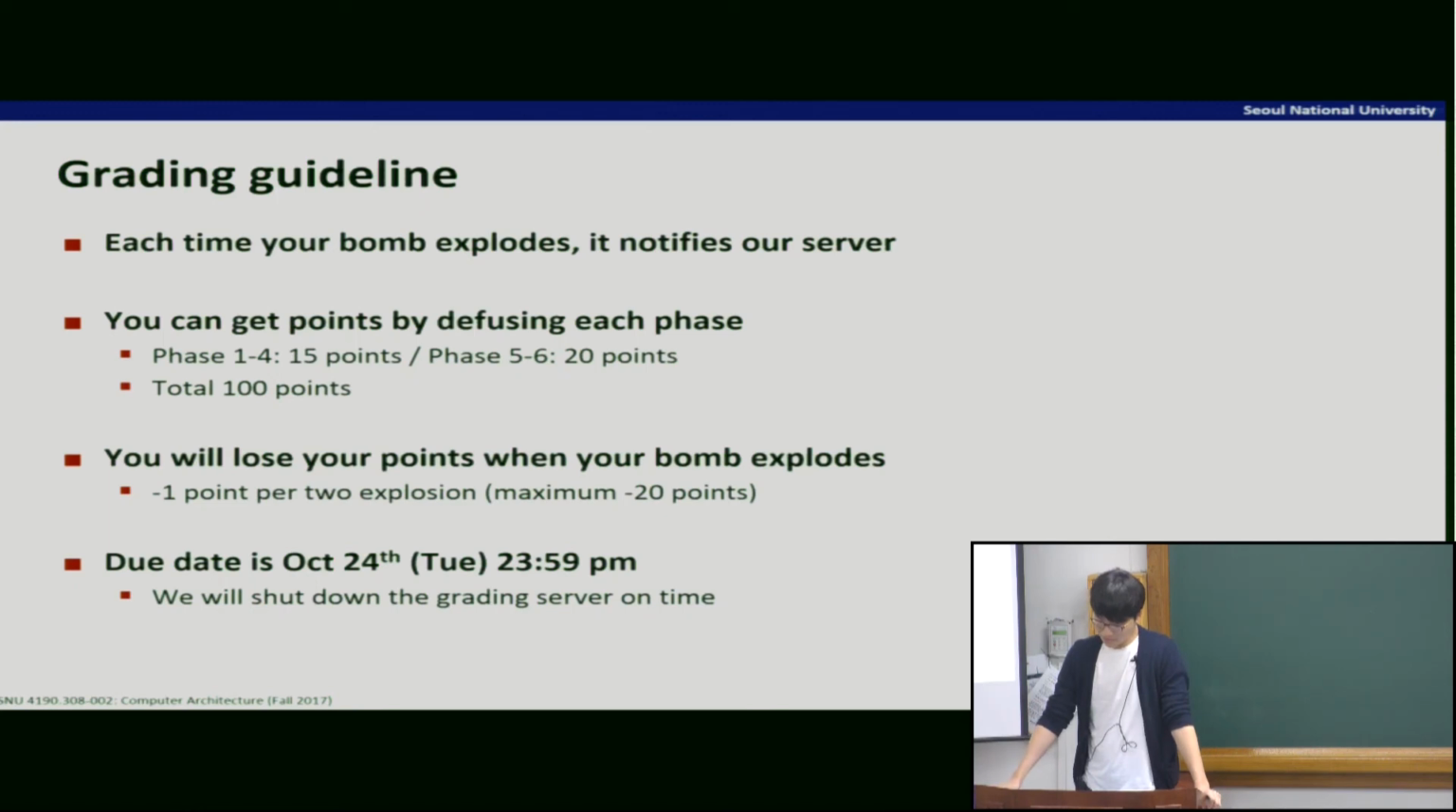If you explode your bomb twice, then you get -1 point. Some of you may think, if I make a mistake about 200 times, should I get 0 points? But don't worry. The maximum points you can lose is 20 points. Also, the due date is October 24th at midnight. And we will shut down the grading server after 3 days because of general grading.